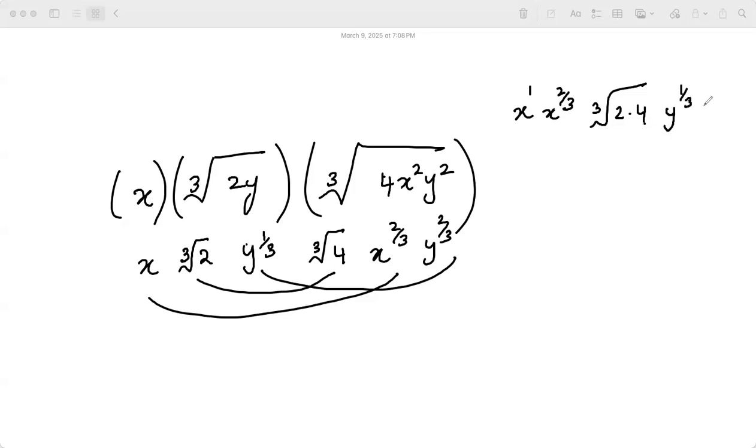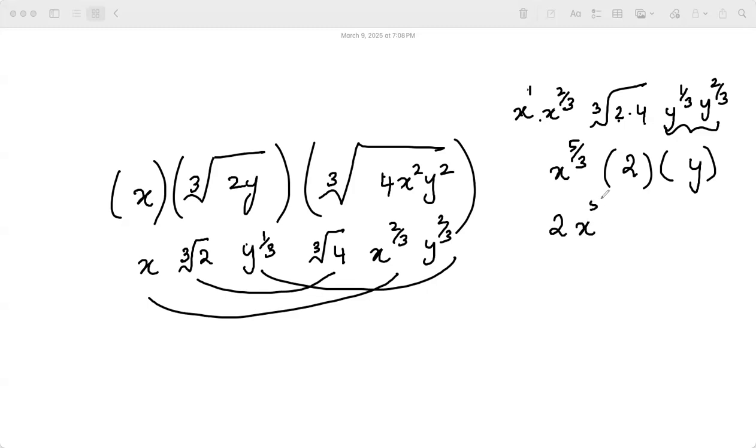y power of 1 by 3, y power of 2 by 3. When you combine these two, it becomes y power of 3 by 3, which is 1. The cube root of 8 is just 2. So 2 times y times x power of 1 times x power of 2 by 3 becomes x power of 1 plus 2 by 3, which is 5 by 3. So your answer would be 2 times x power of 5 by 3 times y. Any questions?